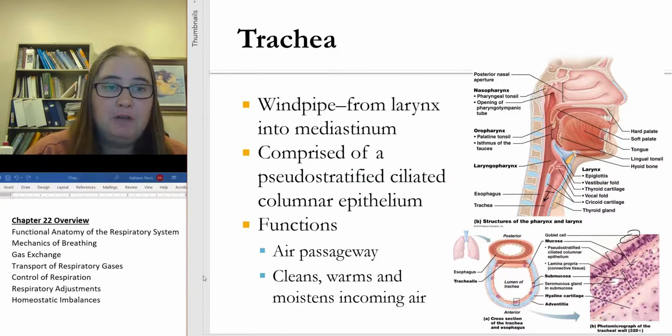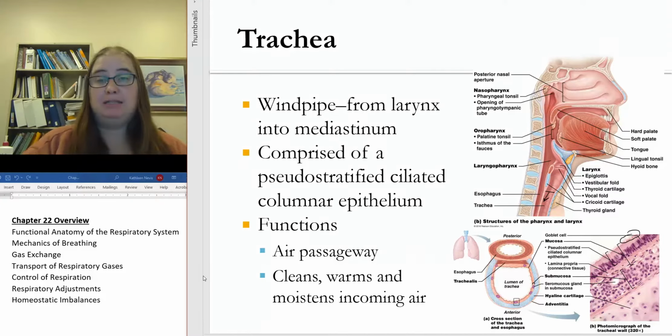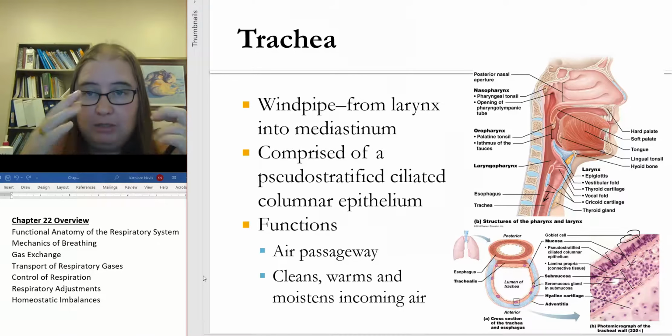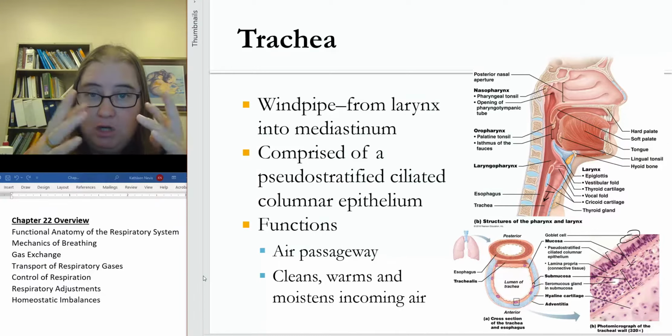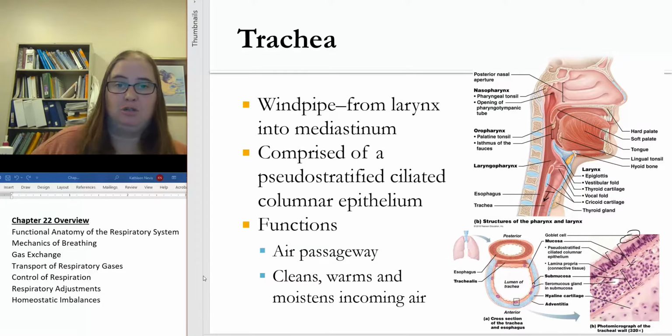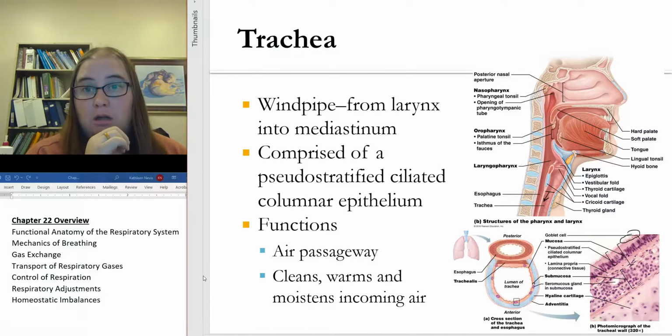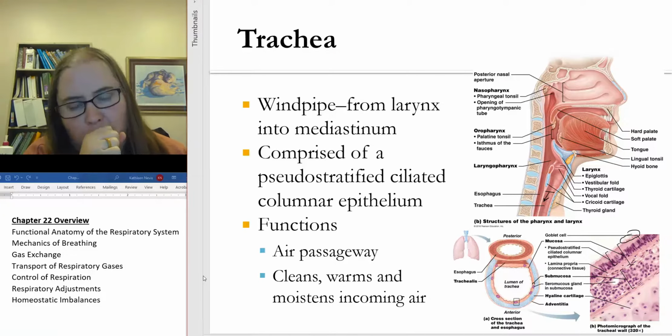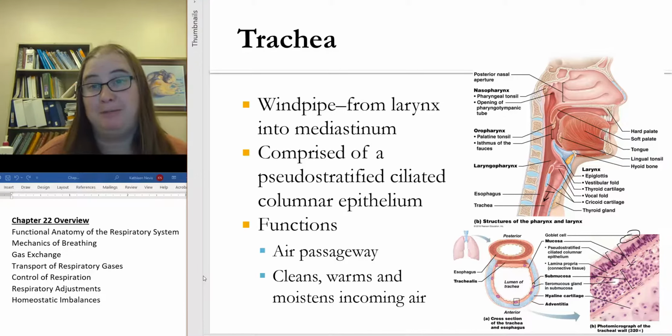And the function of these cilia, again, is to clean the air as it comes through. But it's also there to help move the mucus up the trachea, so that as it comes up and comes out, we actually swallow that mucus that's cleaning the air as it enters into our lungs. I am not sick. I have something in my throat.